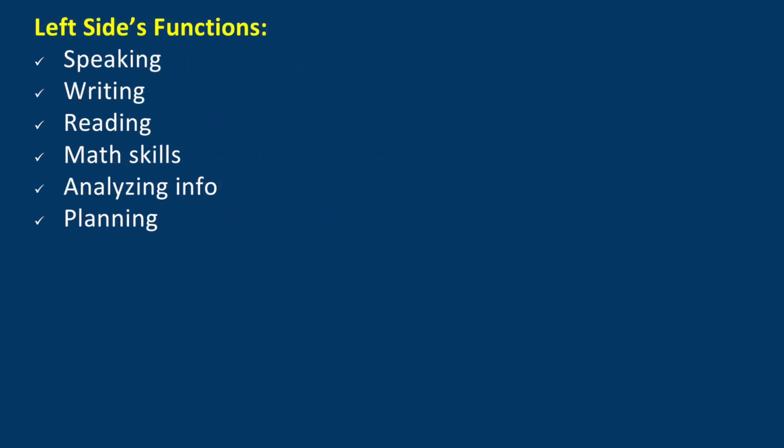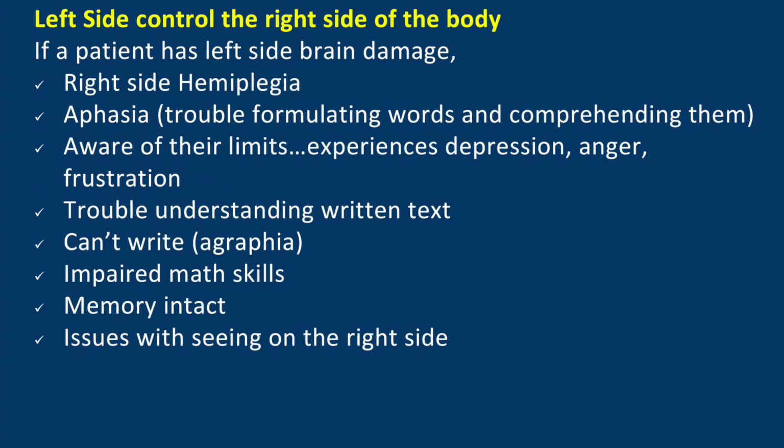Left side functions are speaking, writing, reading, math skills, analyzing information, and planning. The left side controls the right side of the body. If a patient has left side brain damage, right side hemiplegia will happen. The patient will have aphasia, trouble formulating words and comprehending them, is aware of their limits, and experiences depression, anger, and frustration.